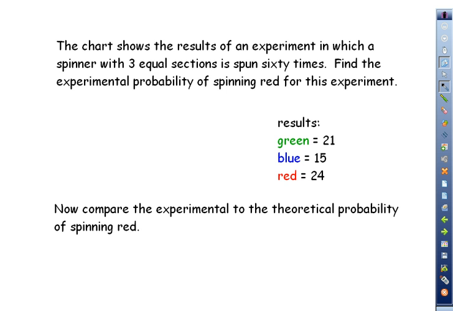I'm going to let you solve this, and then I'm going to also let you solve the bottom part where it says now compare the experimental to the theoretical probability of spinning red. So you're going to have to find the theoretical as well. Okay, and then compare. So go ahead, hit pause, and then we'll come back.